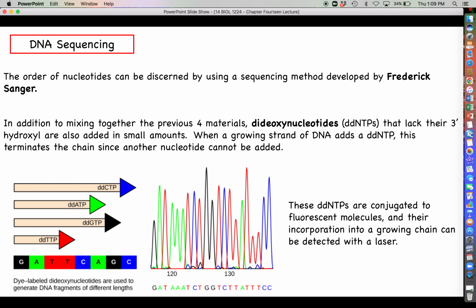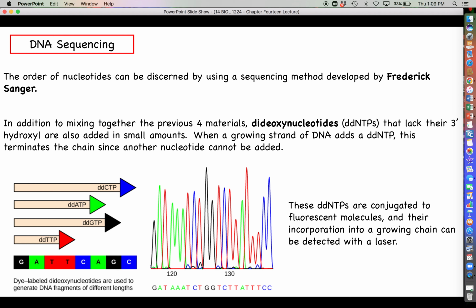And the interesting thing is that these dideoxynucleotides were actually conjugated to fluorescent molecules, so we can detect when a particular type of dideoxynucleotide is added onto a growing chain. And by detecting this gain of fluorescence, we can actually piece together the order in which the nucleotides are found in a growing strand of DNA. And that is the essence of how DNA is sequenced.